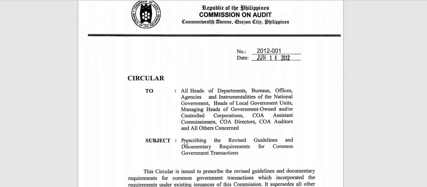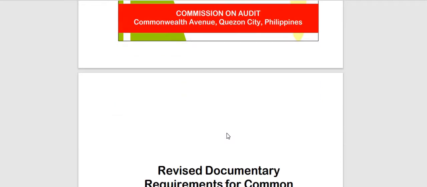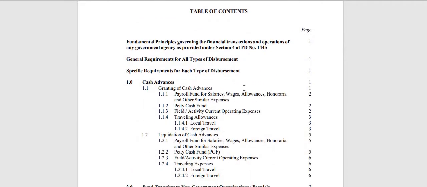So this is about prescribing the revised guidelines and documentary requirements for common government transactions. In this circular, this is about the usual government expenditures that have been appropriated by a certain budget from the government. In the table of contents, we can see there are disbursements of each type that we consider.